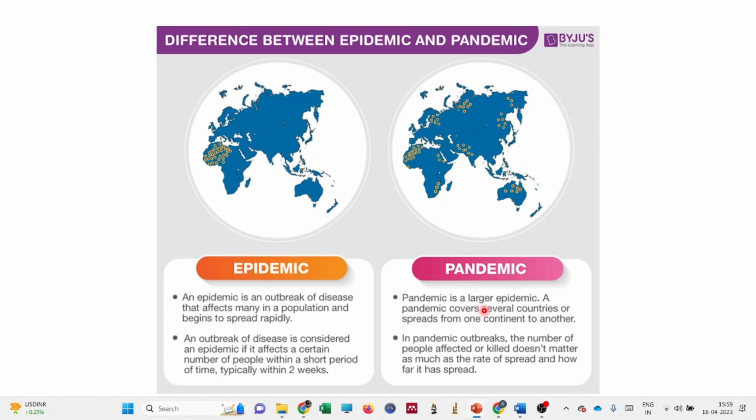So outbreak is something on a much lower scale. An outbreak is a sudden occurrence of cases of a particular disease in a specific geographic area or population. An outbreak may be a small, localized event or a larger event that affects multiple communities. Examples of outbreaks include foodborne illness outbreaks traced to a specific restaurant or a cluster of cases of measles among unvaccinated individuals in a particular school or community.